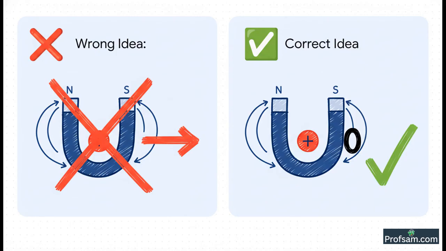Trap number 2 is very basic, but you would be surprised how many people forget it in an exam. Can a magnetic field push a charge that is not moving? Absolutely not. Just look at the formula. F equals Q into V cross B. If the velocity V is 0, the whole force becomes 0. Simple as that. Magnetism is the magic of moving charges. No motion, no magnetic force.